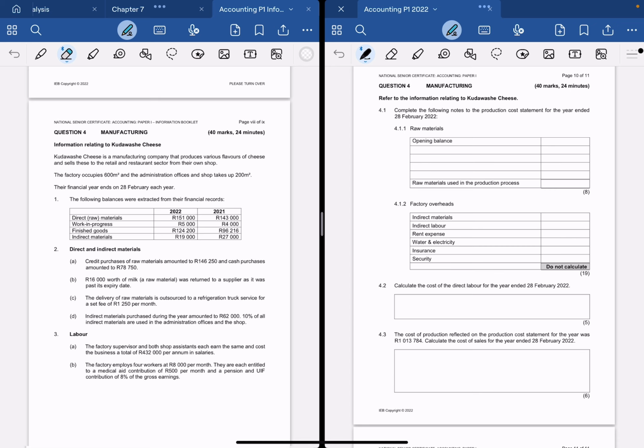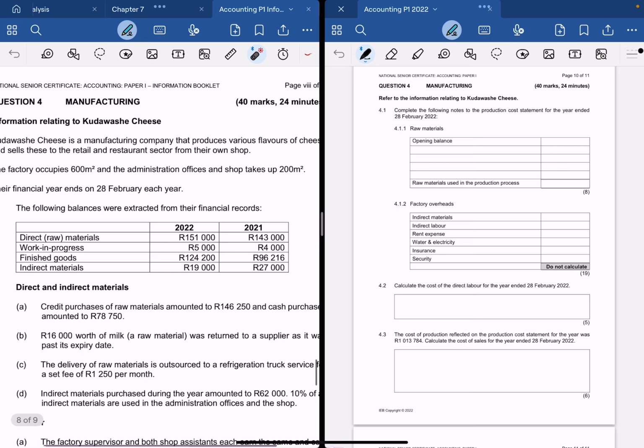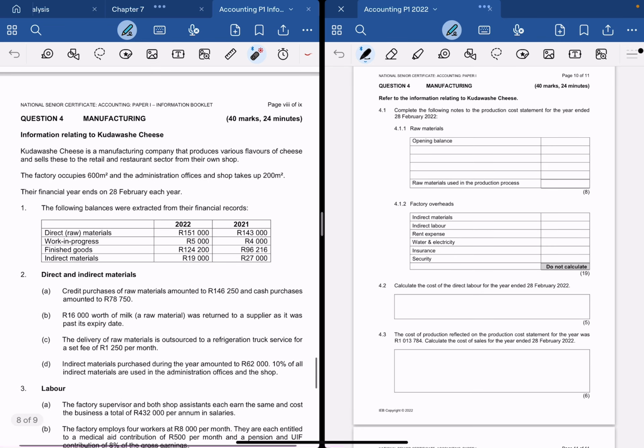So first thing to start off with, let's just read the information. They're a cheese manufacturing company that produces various flavors of cheese and sells them to the retail and restaurant sector from their own shop. Okay, first thing you could notice, own shop, right? Manufacturing deals with the factory, right? So what goes on in the factory? They're maybe going to mention something about shop assistants. Shop assistants don't go in your factory overheads, right?